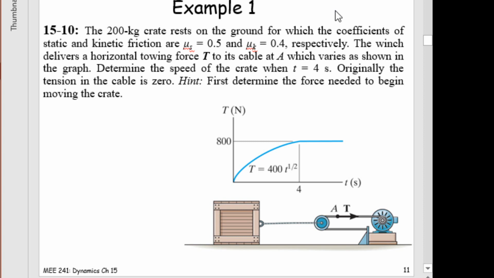Now I know that this winch is delivering a horizontal towing force T to its cable at A here. So of course I have this 2T here, and these 2T are exerted on this crate right here. But this T is varying as shown in this graph, and it's equal to 400 t to the power 1 over 2 starting from 0. Right? So I need, in fact, to determine the speed of this crate when t is equal to 4 s, by, of course, applying the principle of linear impulse and momentum.